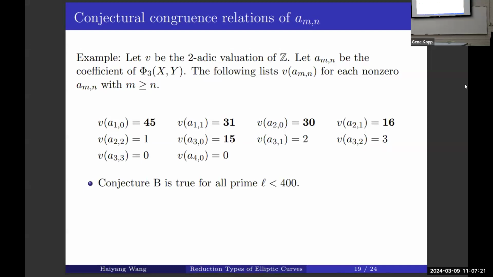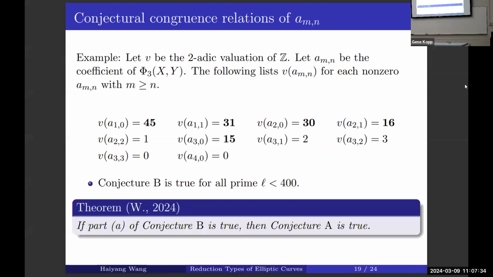We have verified that conjecture B is true for all primes L less than 400, using the computation of the classical modular polynomials done by Andrew Sutherland. And conjecture B has the following implication. If part A of conjecture B is true, then conjecture A is true.